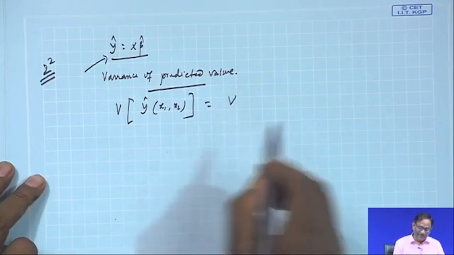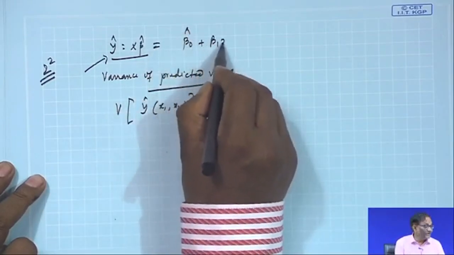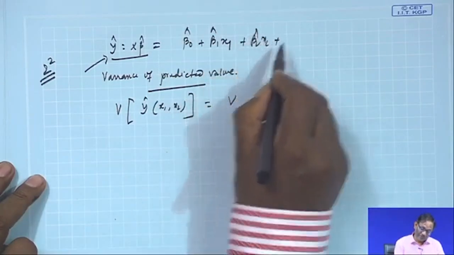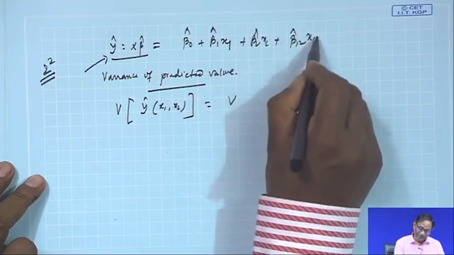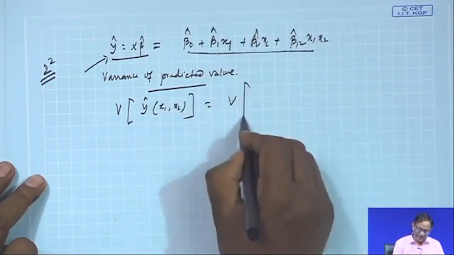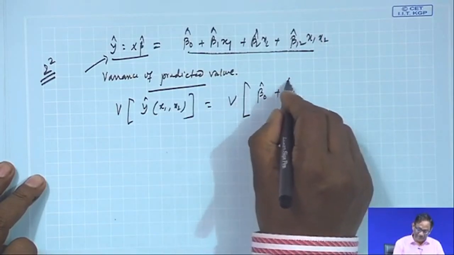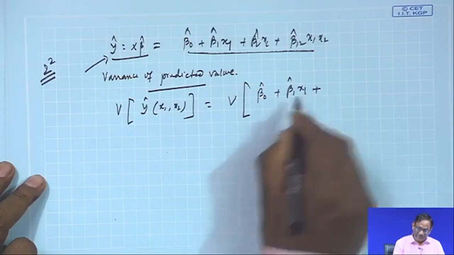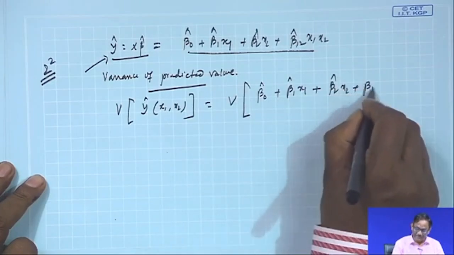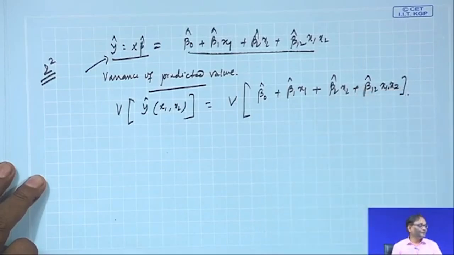So, then what will happen to this? This will be beta 0 cap plus beta 1 cap x 1, beta 2 cap x 2, beta 1 2 cap x 1 x 2. This is the predicted part. So, that means you are interested to know the variance of beta 0 cap plus beta 1 cap x 1 plus beta 2 cap x 2 plus beta 1 2 cap x 1 x 2.